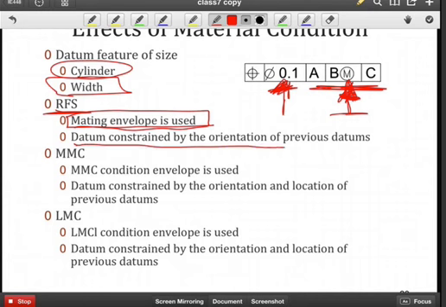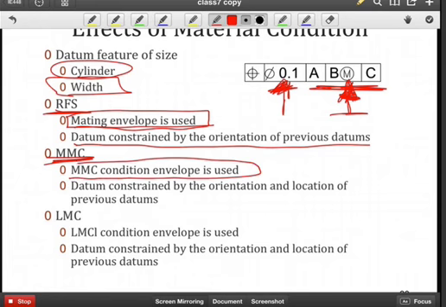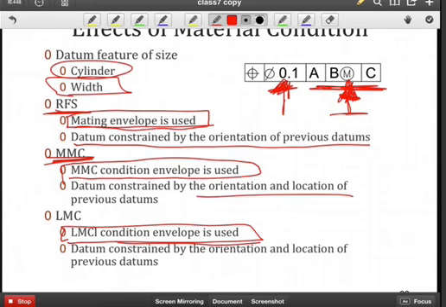The datum is always constrained by any previous datums if we're secondary or tertiary. If we're at MMC, then we're going to use the MMC condition envelope and not the mating envelope. And then of course if we're at LMC, we'll use the LMC condition envelope and not the mating envelope. Of course the orientation location, we still have that constraint.